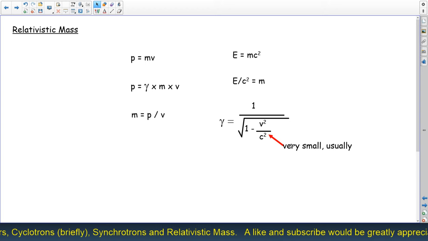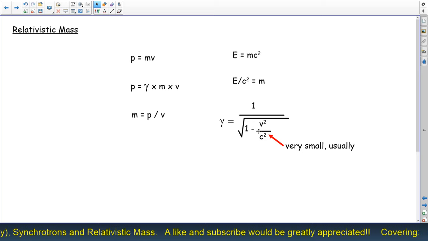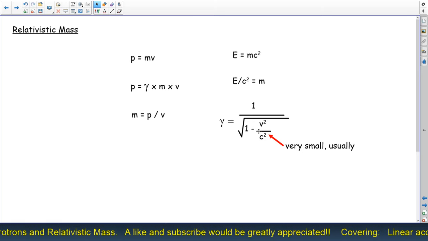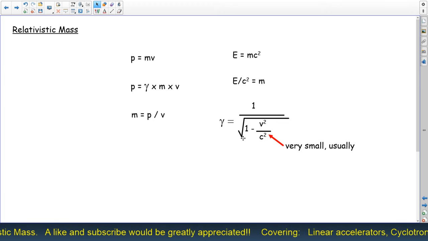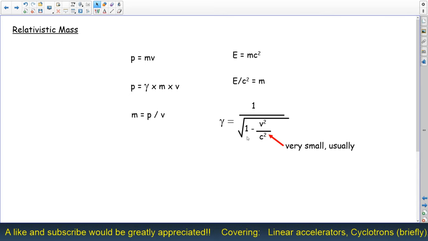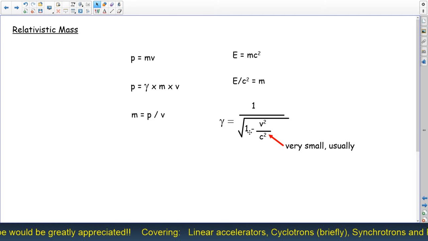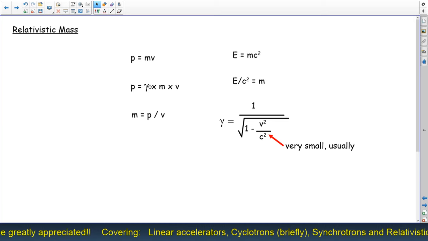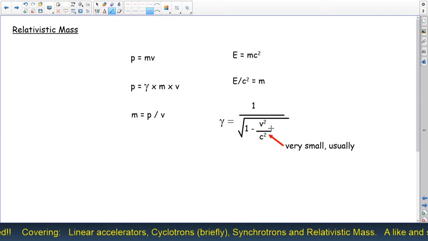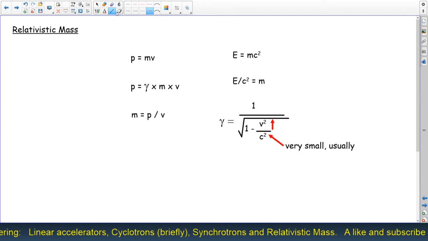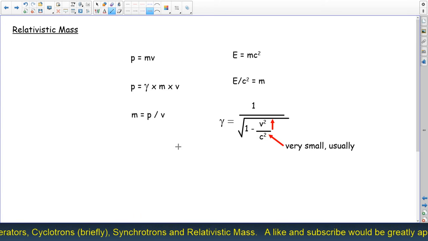And if you're not happy with that, pop a couple of numbers into your calculator, like do 25 squared divided by 300 million squared, and your calculator will basically return zero to you. So I end up with gamma is equal to 1 over the square root of 1, which is 1. So gamma equals 1 over 1, which is 1, and we sort of ignore it, which is pretty good. That's classical Newtonian mechanics, which allows you to ignore gamma in this situation. But we're building accelerators where v is going to get up to something that looks like c. All right, so let's try that out.